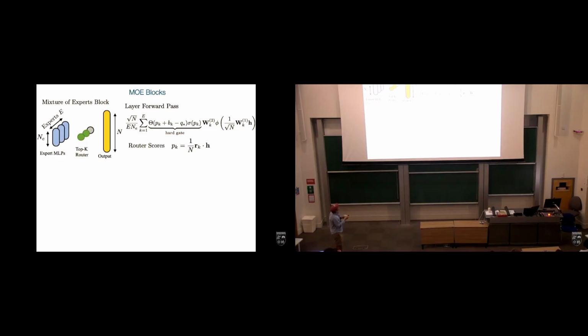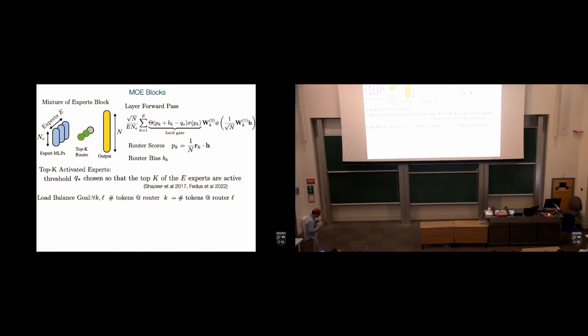And so what is PK? PK is the router pre-activation. So how do I actually generate these router scores? I take my hidden state and, for each token, I compute E different scores. Those are these PKs. The bigger scores should be more important, so I want to pay more attention to those. I'm also going to include this router bias, BK. That's going to be important in a second, because I'm going to ask the bias to do something different than the routing weights. Top K means only K of these things are non-zero, so I only have to compute the MLPs for capital K experts.